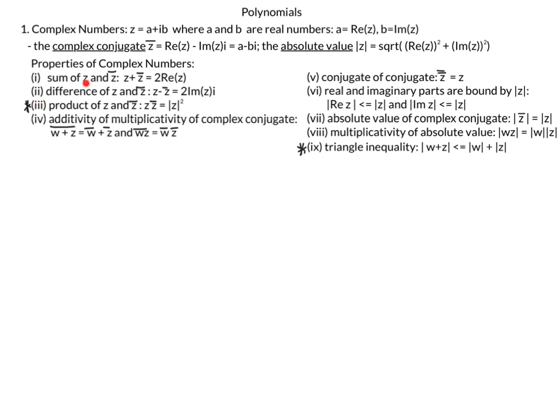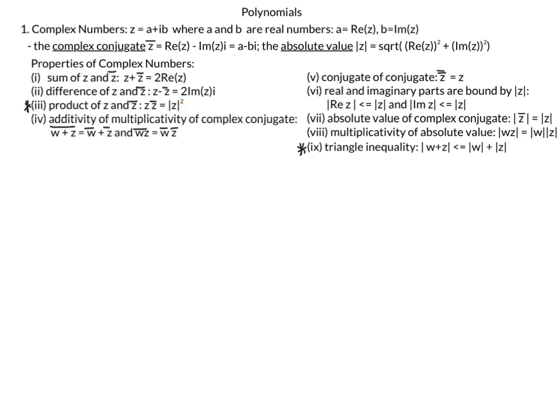First, the sum of z and the complex conjugate of z, which is z plus z bar, is equal to 2 times the real part of z. The difference of z and z bar, z minus z bar, is equal to 2 times the imaginary part of z times i. The product of z and z bar is equal to the absolute value of z squared.